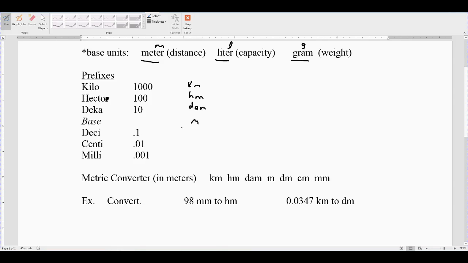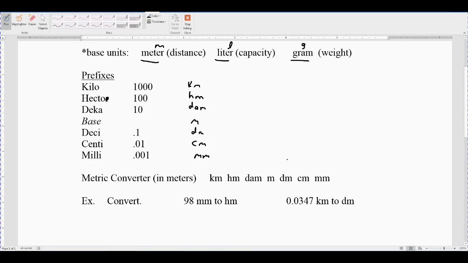And then we have units that are less than 1 meter. So a decimeter is 1/10 of a meter, or in other words, it takes 10 decimeters to make 1 meter. So these are all smaller than a meter. A centimeter is 1/100th of a meter, or it takes 100 centimeters to make a meter. And a millimeter is 1/1000th of a meter, or 1,000 millimeters makes a meter.